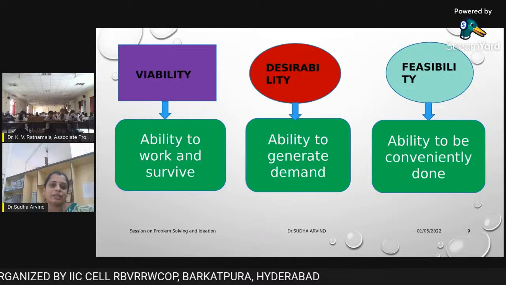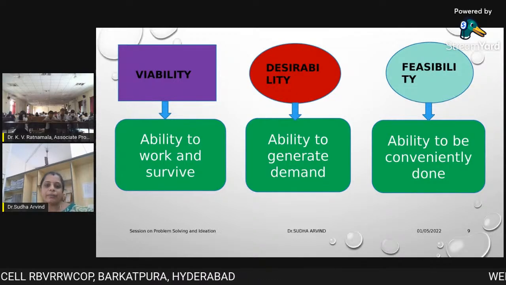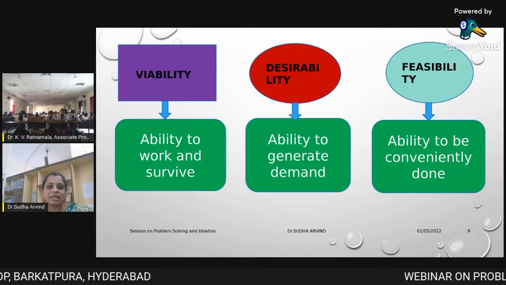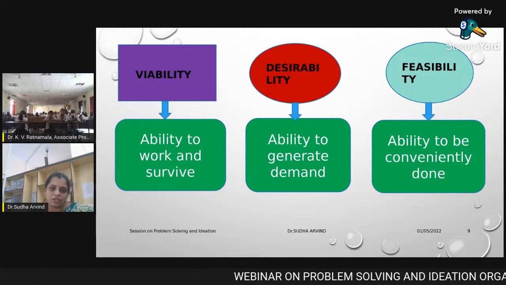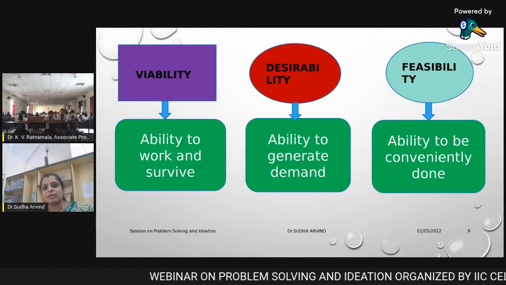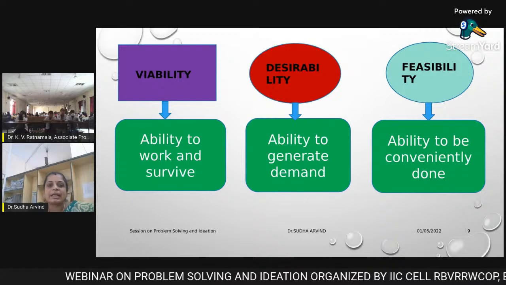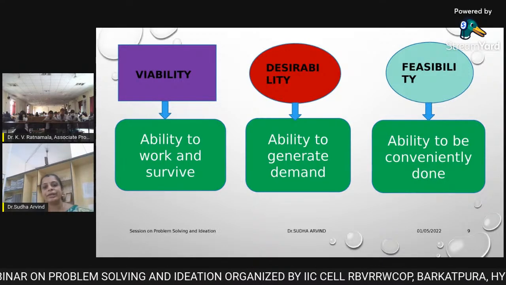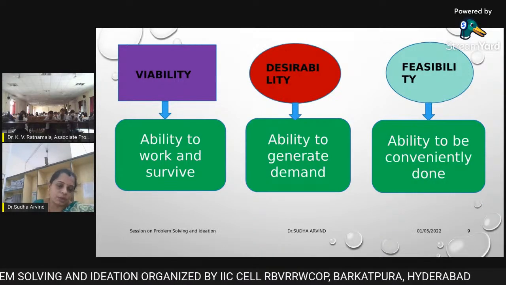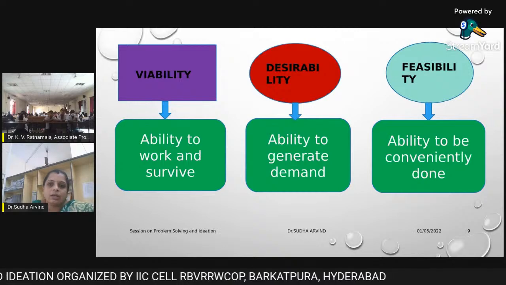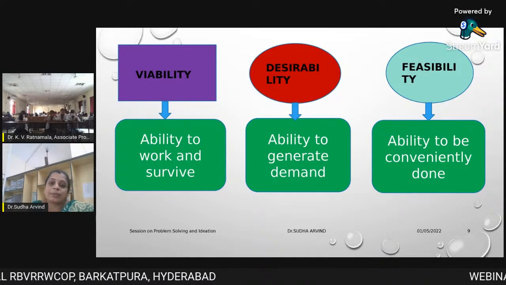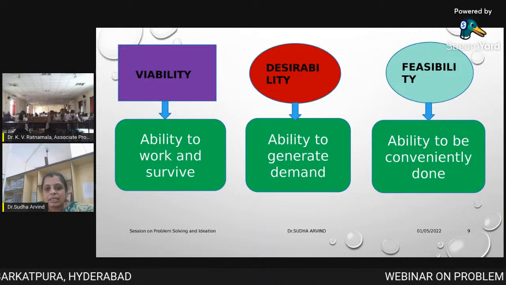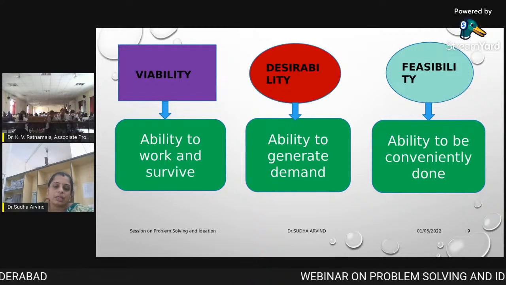Next is desirability, the ability to generate demand. Whether it is desirable or not, whether it is needed based on the present situation. Yes, if it is an oximeter, definitely it is needed. That is desirability. If it is not needed at all in the present situation, then what is the use of producing that product, right? Then there is no use at all, presently it will not be useful.